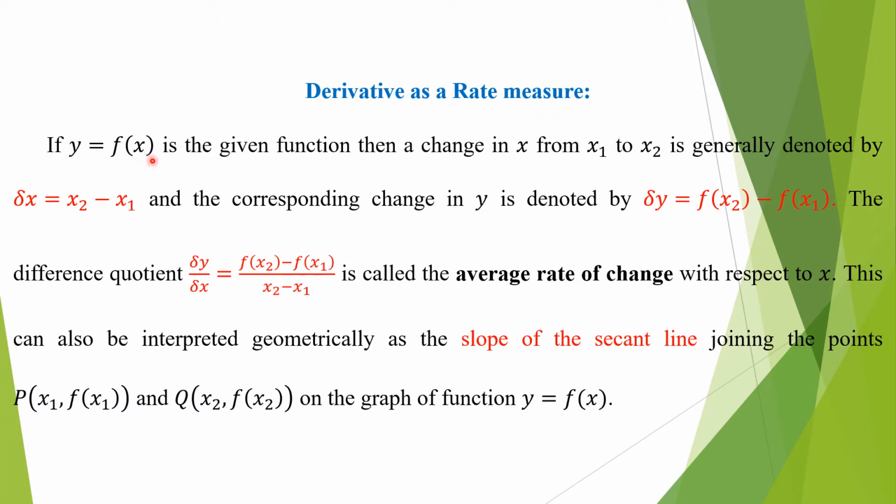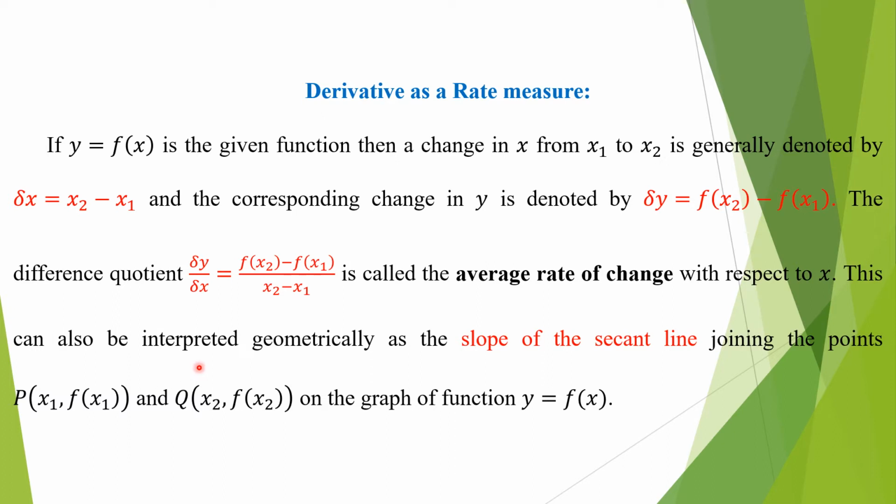If y equal to f of x is the given function, then a change in x from x1 to x2 is generally denoted by delta x, that is x2 minus x1, the change in x. The corresponding change in y is denoted by delta y equal to f of x2 minus f of x1. The difference quotient delta y divided by delta x, equal to f of x2 minus f of x1 divided by x2 minus x1, is called the average rate of change with respect to x.